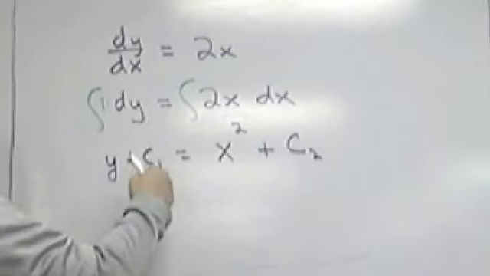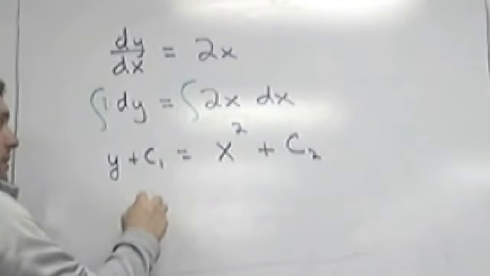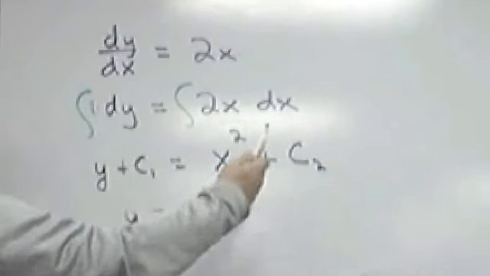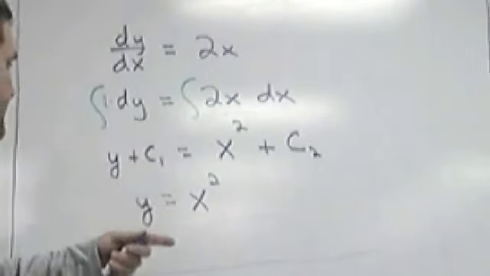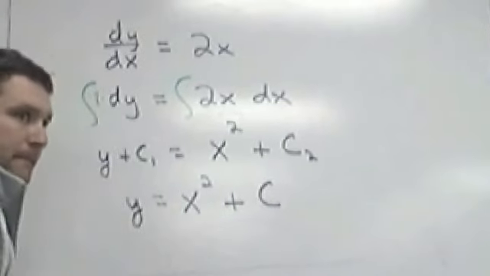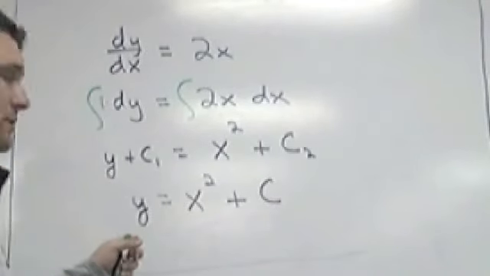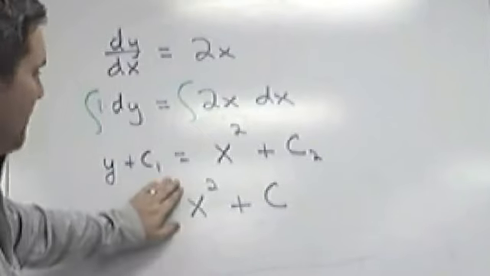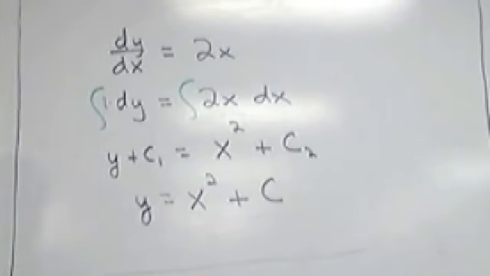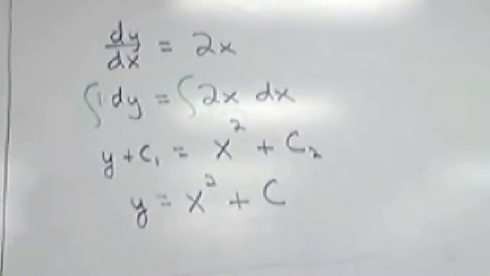Well, we throw this y into it. Now we're going to get an equation. This is called the general equation. y equals x squared, and if I subtract c1 from c2, a constant minus another constant is just going to give me a constant. That's called the general solution. That's really what we've been doing without this y for the last week. So, that's the general solution with respect to y.